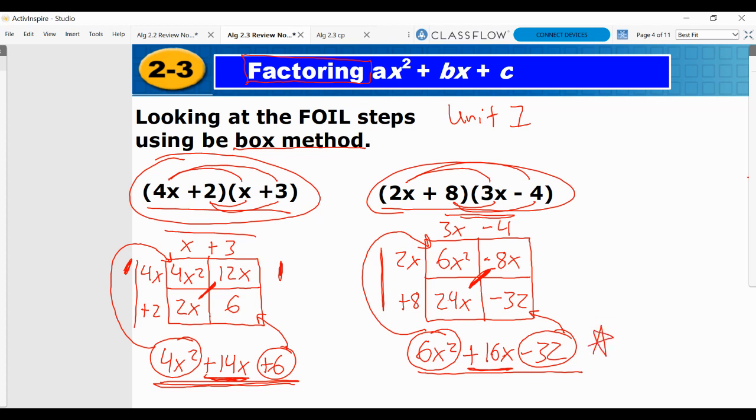We're reviewing that process because now we're going to work these problems backwards, where they give us the answer, and we're trying to figure out what it looked like before everything got multiplied. Let's take a look at our first problem example.